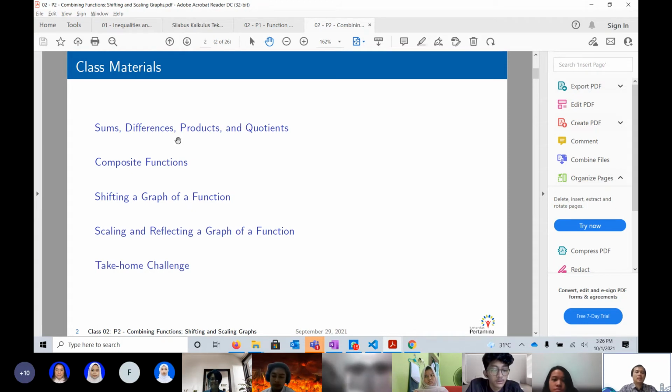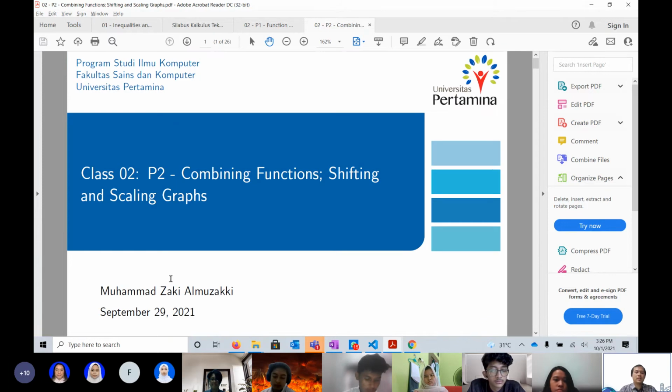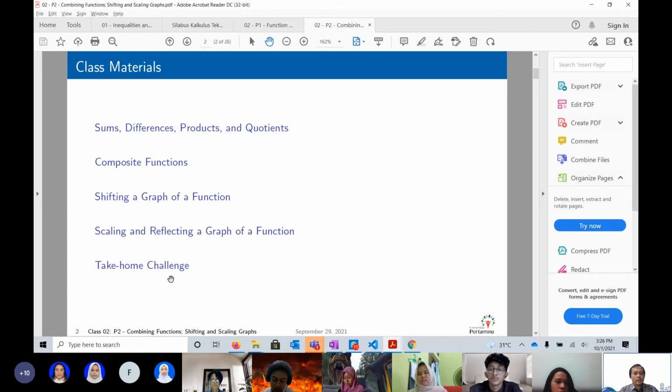The materials here are about combining functions, shifting, and scaling graphs. The first part is the harder part. The next part is quite easy, so it can be finished very quickly, maybe next week. But for the first part, we learn about sums, differences, products, quotients, and then composite functions, which you have actually learned in high school.